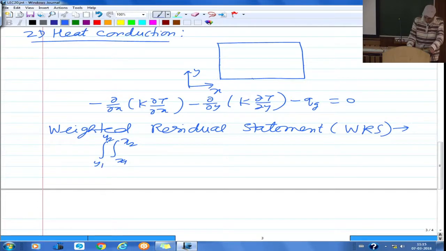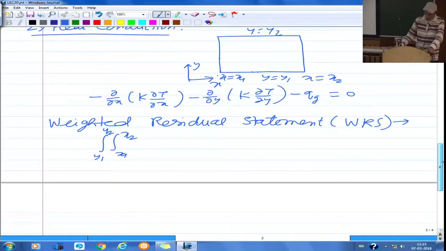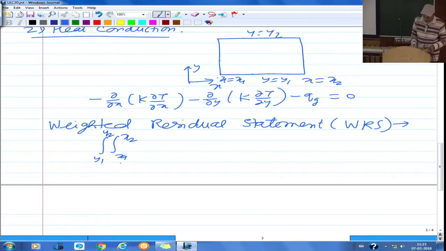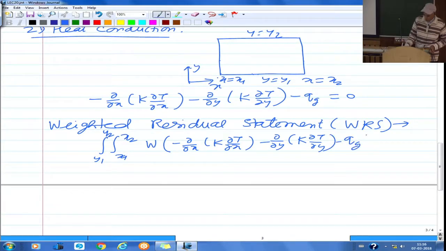What I am saying is, this edge is x equal to x1, this edge is x equal to x2, and similarly this edge is y equal to y1 and this edge is y equal to y2. That is, the edges are parallel to x and y. So the integration is along the two dimensional domain from x1 to x2, y1 to y2. Weight function say w, and then this residual, which is this entire quantity: minus del by del x of k into del T by del x, minus del by del y of k into del T by del y, minus q_z, dx dy is equal to 0.